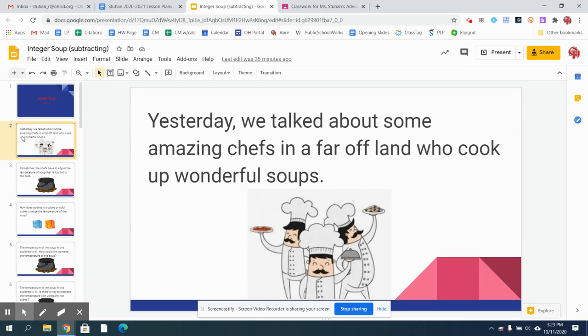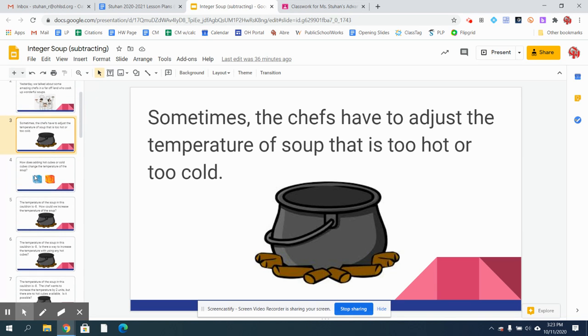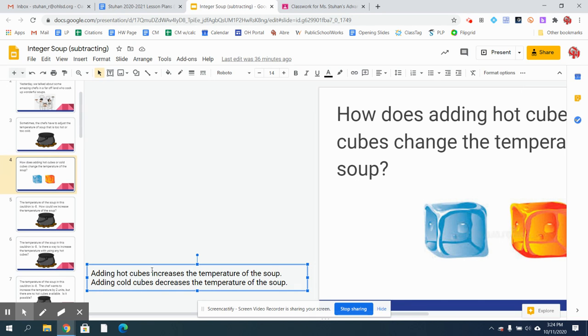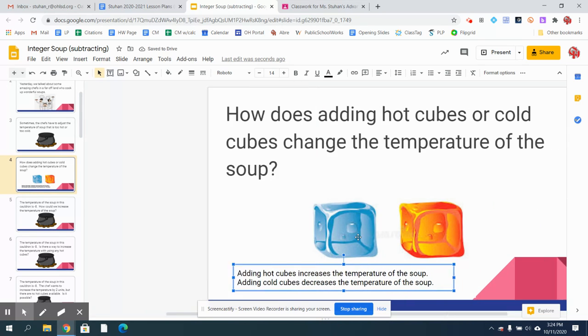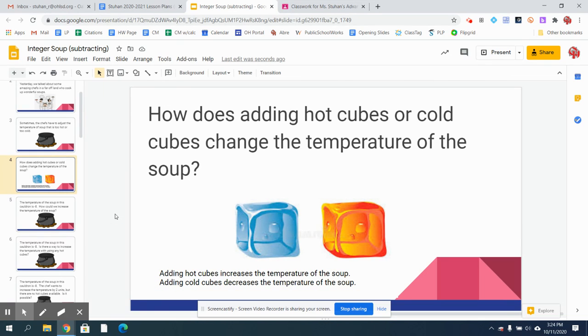So, last week, we talked about some amazing chefs in a far off land who cook up wonderful soup. Sometimes the chefs have to adjust the temperature of soup that is too hot or too cold. How does adding hot cubes or cold cubes change the temperature of the soup? Well, we discovered that adding hot cubes increases the temperature of the soup, and adding cold cubes decreases the temperature of the soup.